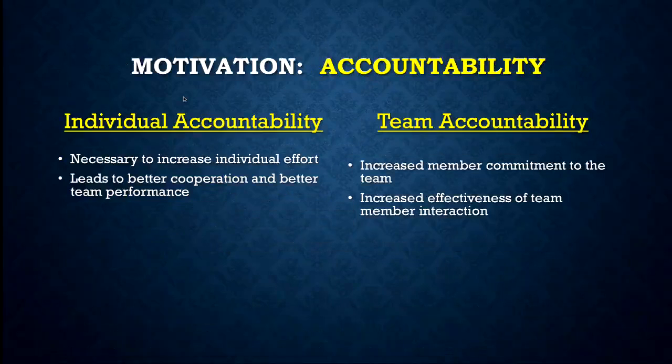We already talked about accountability. You have to hold them accountable, or they won't prepare. And if they don't prepare, it's going to ruin the entire class.